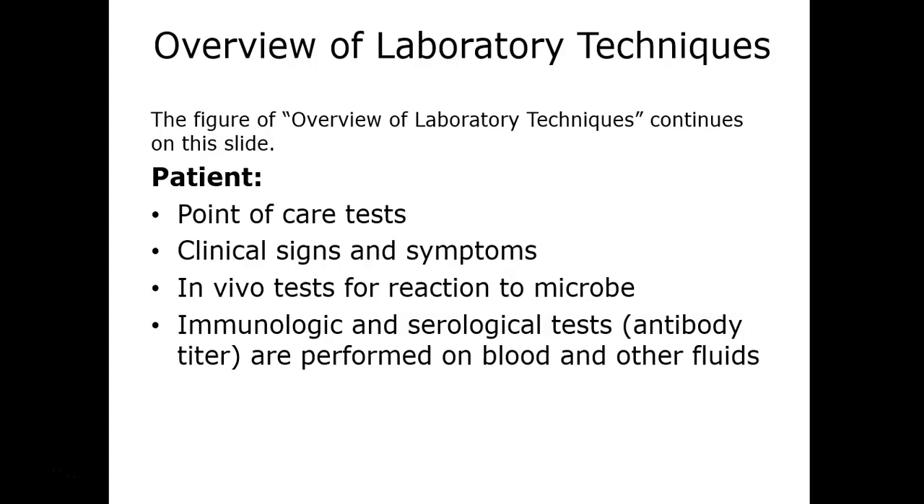And then obviously we also have the immunologic and serological tests, things like antibody titer. We can take some of the serum and look for the levels of titer for different antibodies. Obviously, if you've not received a vaccine, but your titer levels are high, that is symbolic that an infection is present in the body.